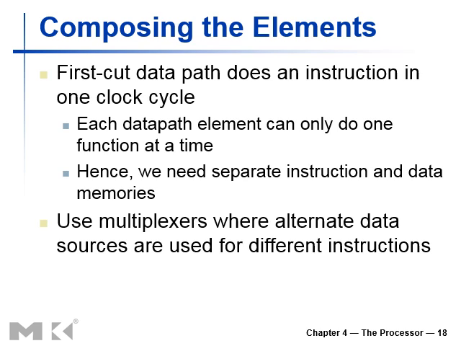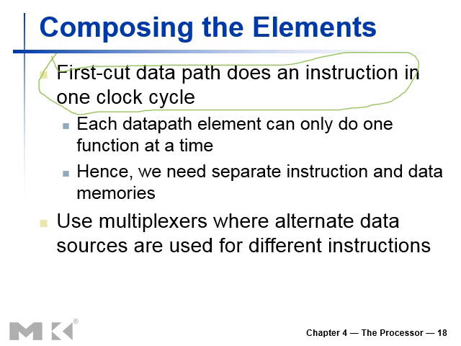Now, how are we going to compose those elements? First of all, we need to see that our instructions are performed in one clock cycle. That is the primary requirement for the single cycle data path. We have to ensure that all the instructions are executed in a single cycle. So each data path element can only do one function at a time. This is the primary condition. So multiprocessing is not allowed here.